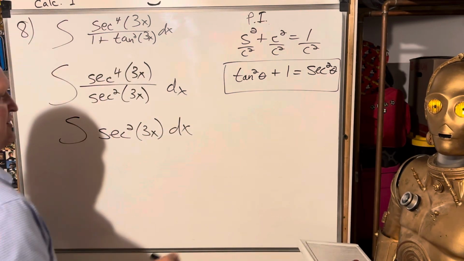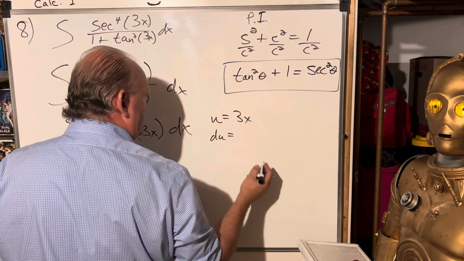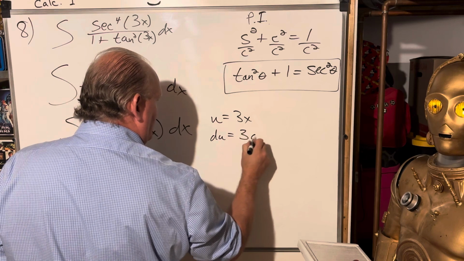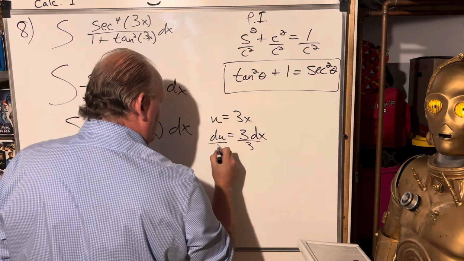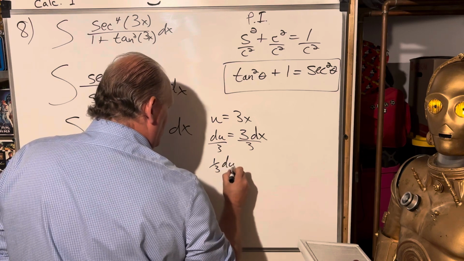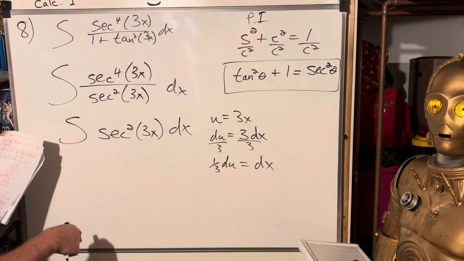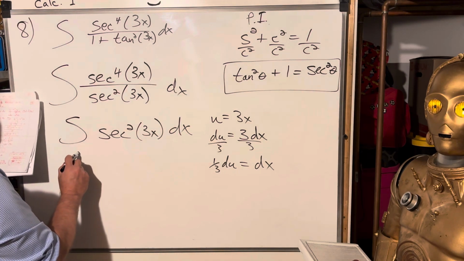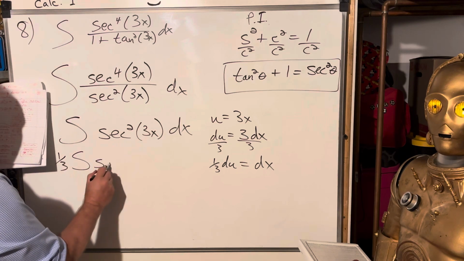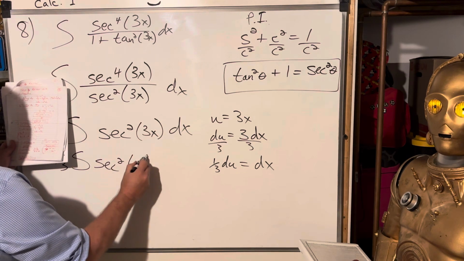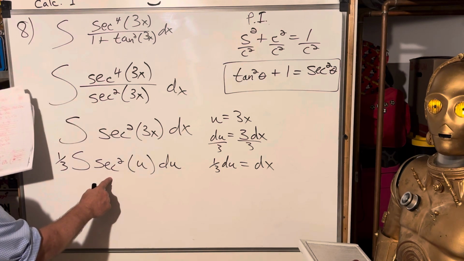So now we still do a u substitution. U is equal to 3x, du is equal to 3 dx. We don't have a 3 there, so we divide by 3. So 1/3 du is equal to dx. So now we can substitute in and say this is 1/3 secant squared u du, and then the antiderivative.